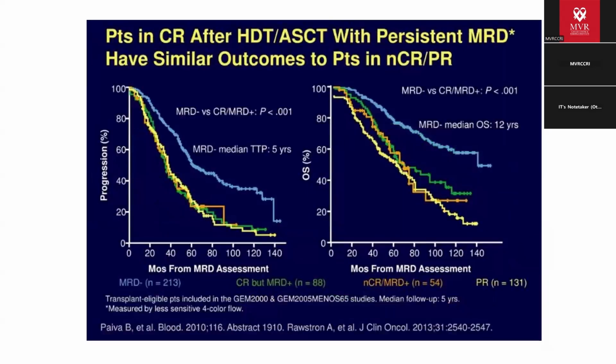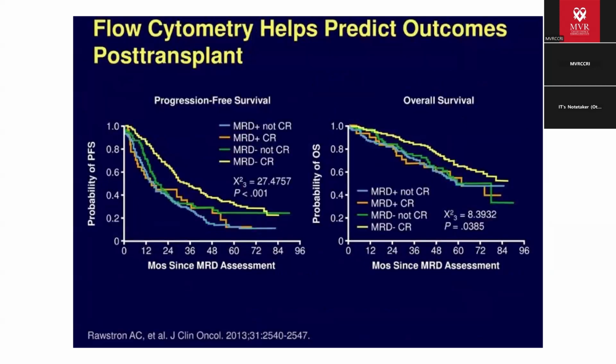This was a study done following stem cell transplantation, where patients in complete remission after stem cell transplantation with persistent MRD were found to have outcomes similar to patients who are not in complete remission or are in partial remission. The blue line is MRD negative patients, and the orange line is MRD positive patients, and definitely the MRD negative patients have a better prognosis. This was another study by Rawstron, where he showed that flow cytometry helps to predict the outcome in post-transplant patients. If the patient has MRD negativity, they are going to fare better.